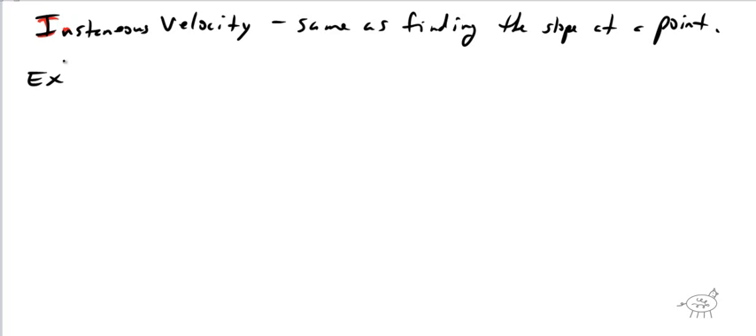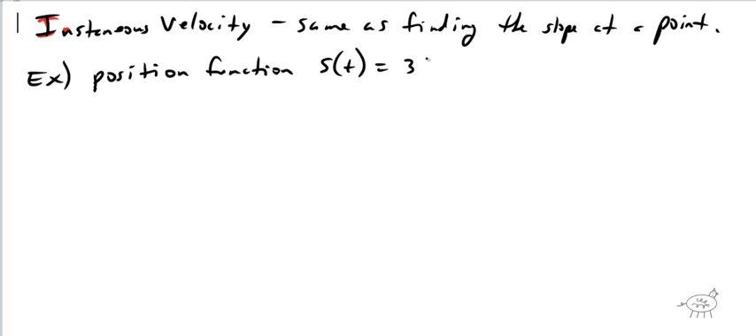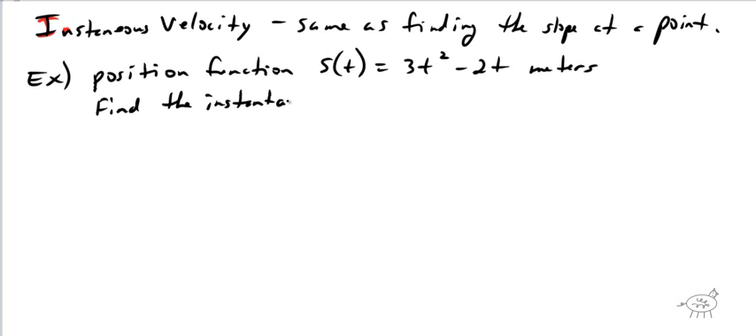Okay, so your first example here is if I hand you a position function, and it's s of t. S of t is position. S is usually position, and t stands for time. So 3t squared minus 2t meters. So I can give you units here too. And my question is, find the instantaneous velocity at 5 seconds.